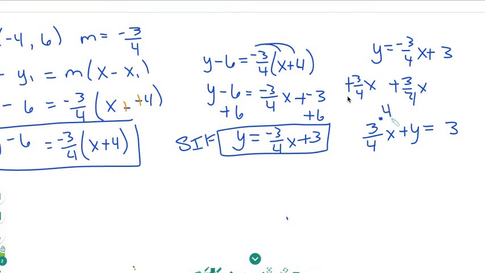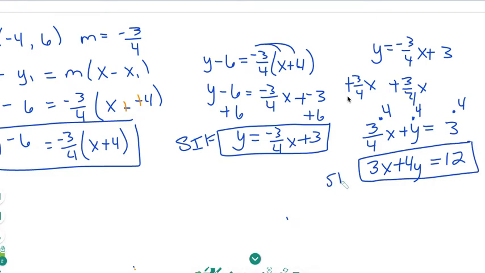If I multiply the x term by 4, I must multiply the y term by 4, and I must multiply the constant by 4. So this is going to give me 3x plus 4y is equal to 12. My GCF is 1 for 3, 4, and 12, which means this is in standard form.